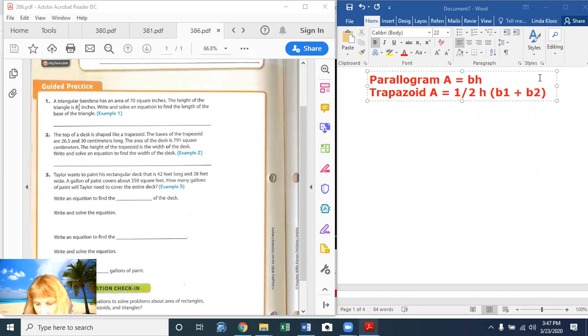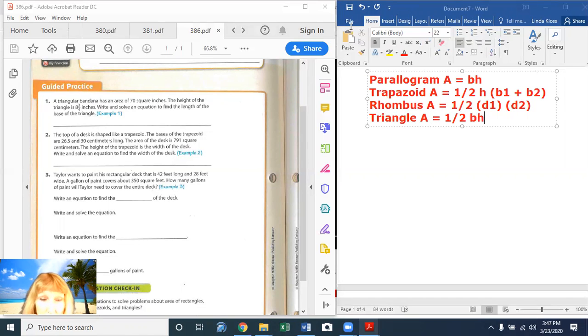The area of the rhombus is equal to, I'm going to put the 1/2 in the front, and then it's diagonal 1 times diagonal 2. And then the triangle area is equal to 1/2 base times height. It's not a bad idea to review that anyhow. Okay, well, hopefully those will stay where we want them to now.